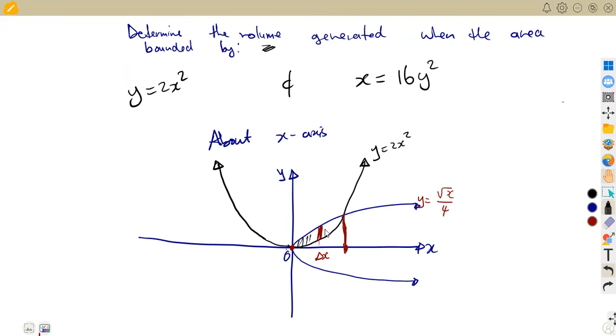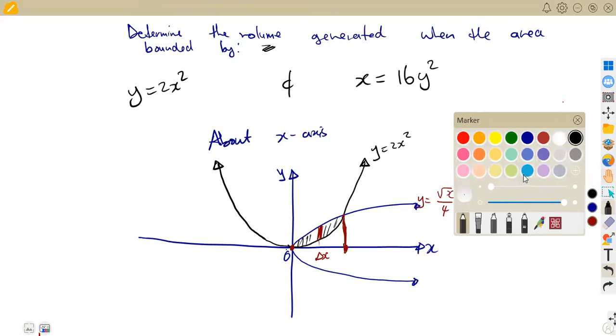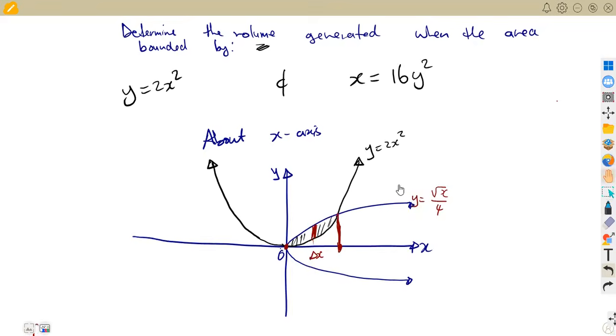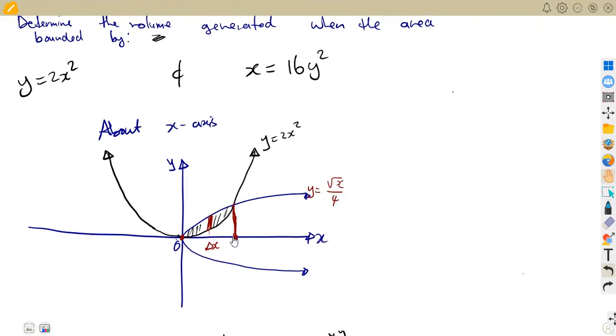To calculate the point of intersection, guys, you just have to solve your equations. What we need are the x values, not the y values. If you want to find the y values, you can do that, but in this case we are focusing on the x values. So we can just take these two equations: y is equal to 2x squared, and here, y is equal to the square root of x over 4.